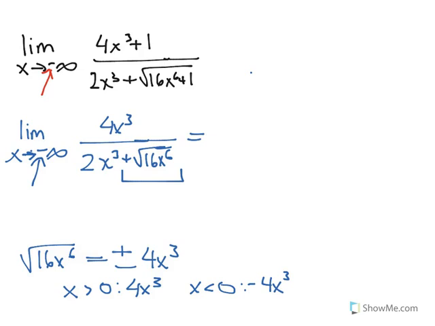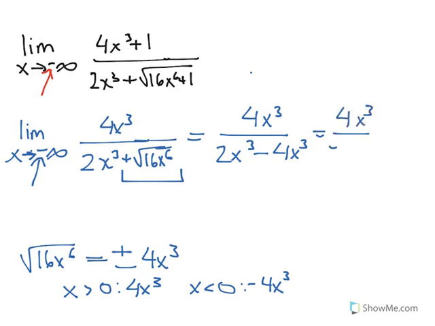So this time, because we know that x is tending towards negative infinity, we're going to make this negative, or minus. So this is going to be 4x cubed over 2x cubed minus 4x cubed. That's 4x cubed over negative 2x cubed, and that's just going to be negative 2.